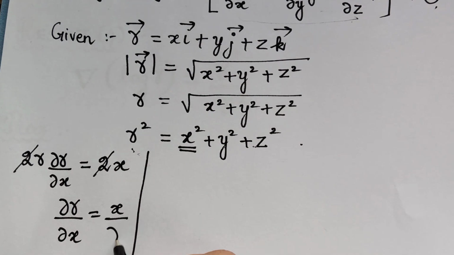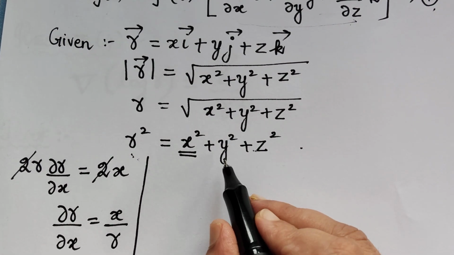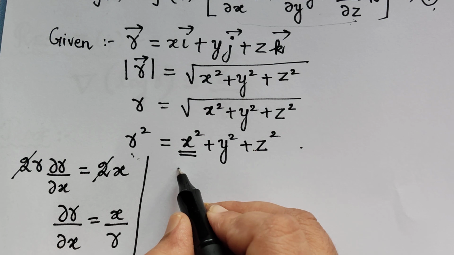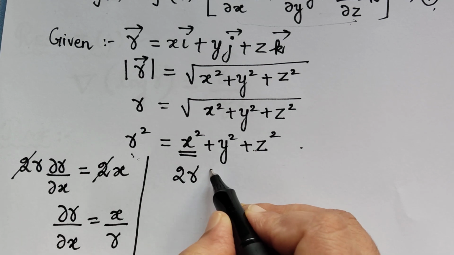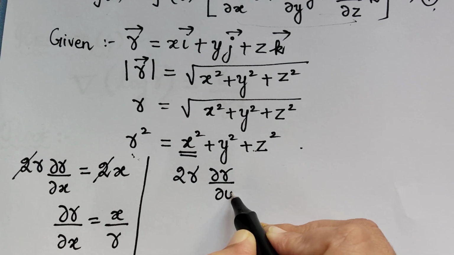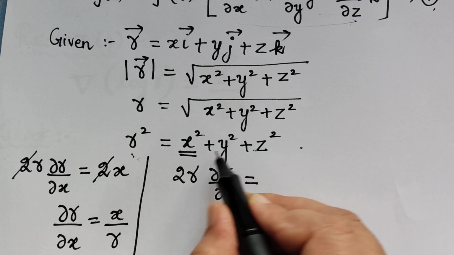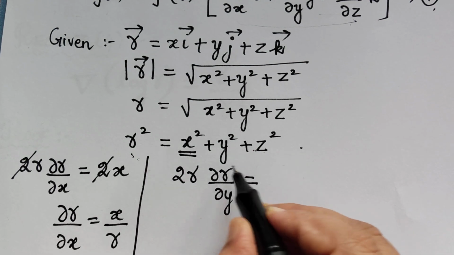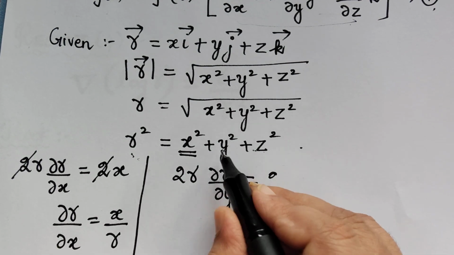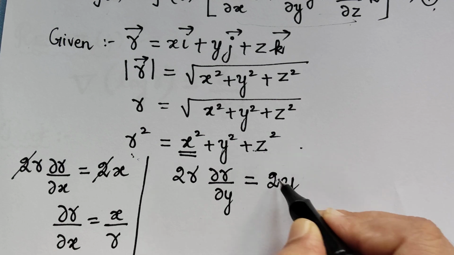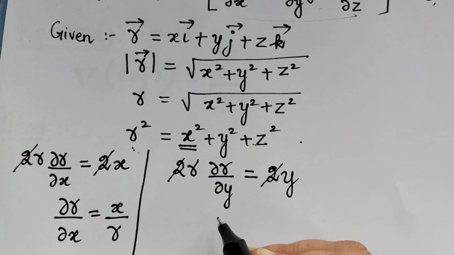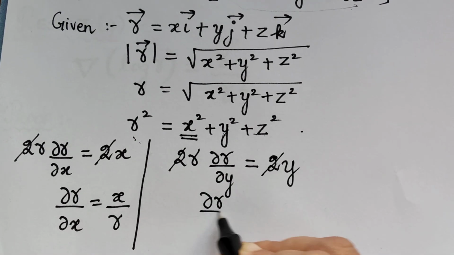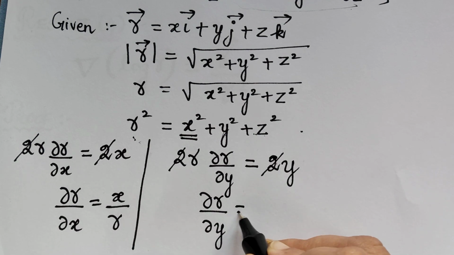In a similar manner, when we partially differentiate with respect to y, it will be 2r ∂r/∂y is equal to, on the right, x² and z² will become 0 and the differentiation of y² is 2y. And so 2 and 2 get cancelled here and we get ∂r/∂y to be equal to y/r.